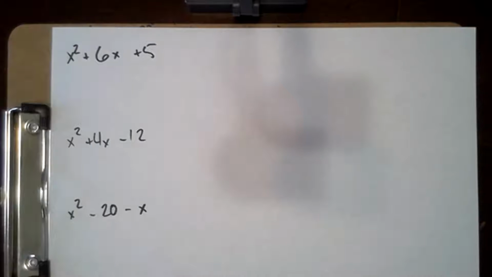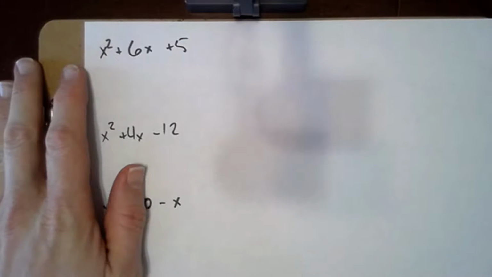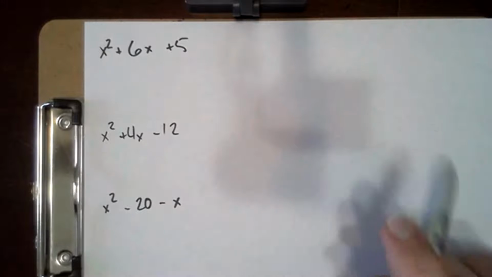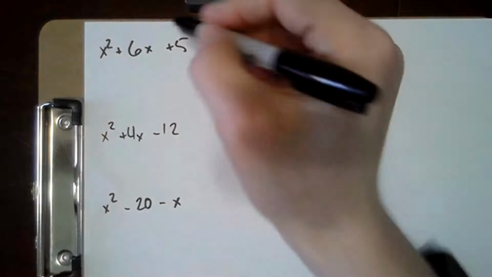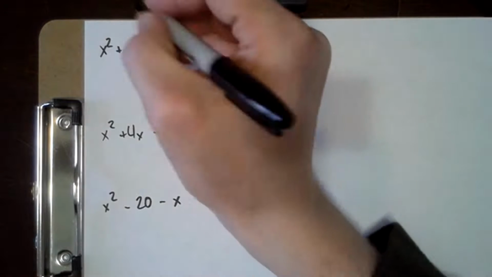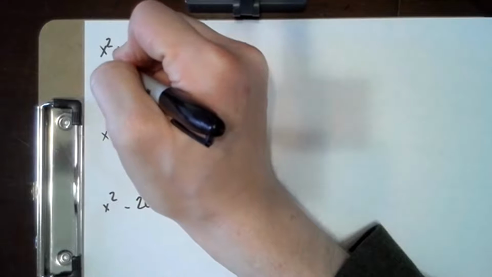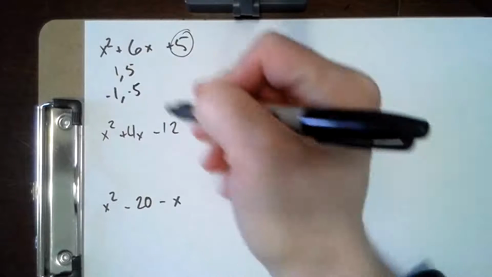So we start off with x squared plus 6x plus 5. Well, the trick to these is to list the factor pairs of our final term. And the factor pairs for 5 are either 1 and 5 or -1 and -5. Those are the only possibilities.